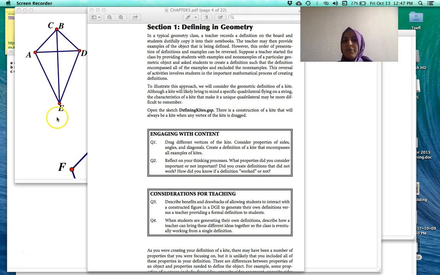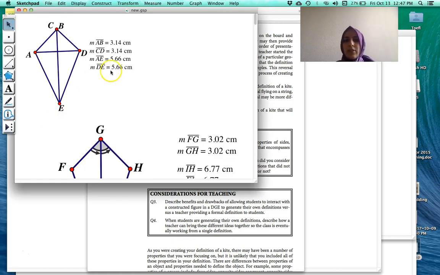I drew it before on the sketch. Let's look at the sketch. The definition of a kite is that there are two sets of adjacent sides next to each other that are the same length, which means congruent. And there is one set of congruent angles. They are opposite of each other, and the sides between them are different lengths.